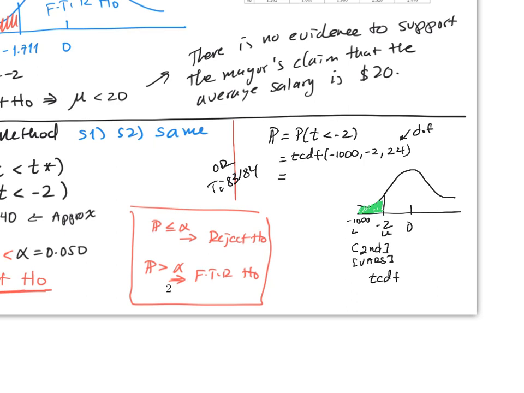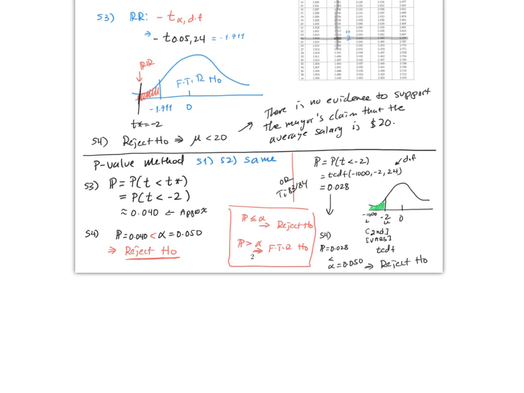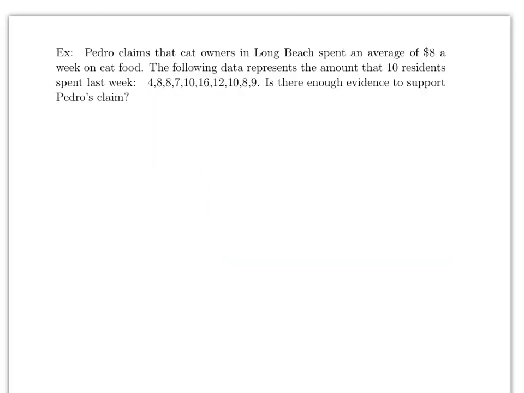Once you click enter, this will give you the exact value for the calculator, which is 0.02-something. And again, if you do the approximation, for step 4, if you pick 0.02, well, this is less than alpha, which was 0.050, and still means reject. So you have the choice to do it this way or this way. It's up to you. All right, let's do another example.